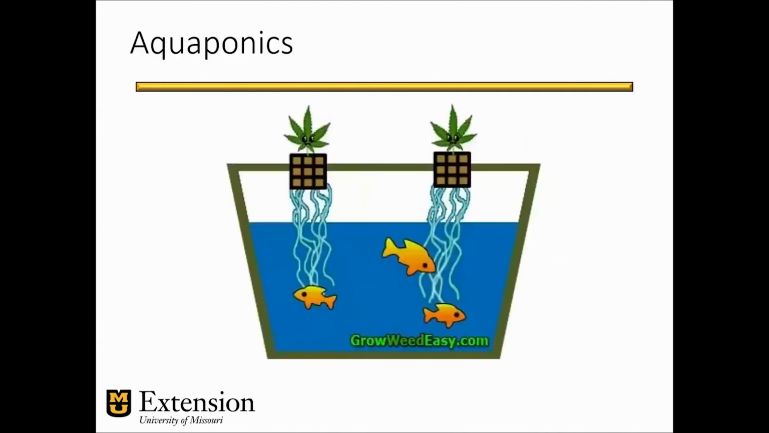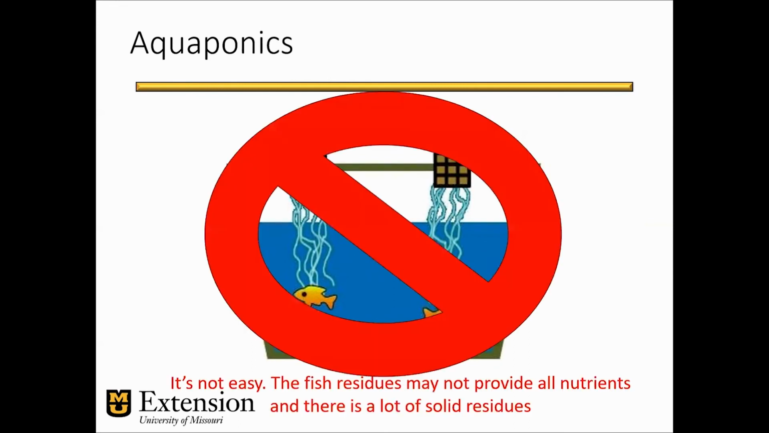Last but not least, aquaponics. Many people think of aquaponics as having fish and having the roots of the plants down there with the fish, and that's not the case. That's not aquaponics. It is more complex than that. This is not easy, and sometimes the fish residues may not provide all the nutrients needed for plant growth, so you might have to supplement that.